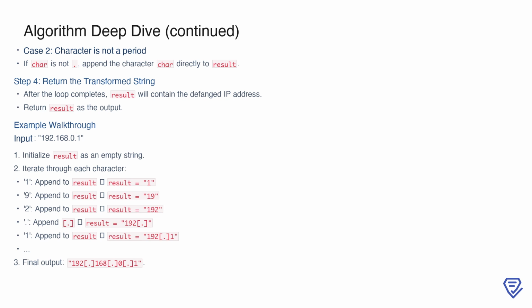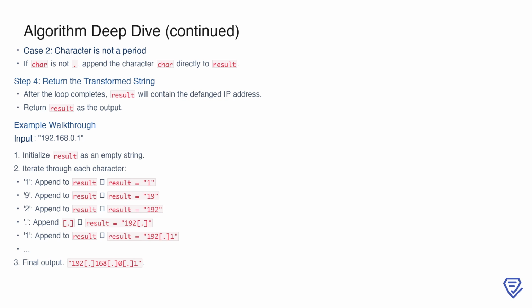Once the loop has processed all the characters in the input string, the result string will contain the fully defanged IP address. For example, given the input 192.168.0.1, we start with an empty result string and append each character step by step. First, 1 is added, resulting in 1, then 9 is added, giving 19, and so on. When a period is encountered, we append [.] instead. By the end of the loop, the result will be 192[.]168[.]0[.]1. This final string is then returned as the output.